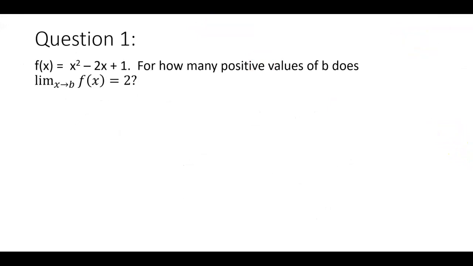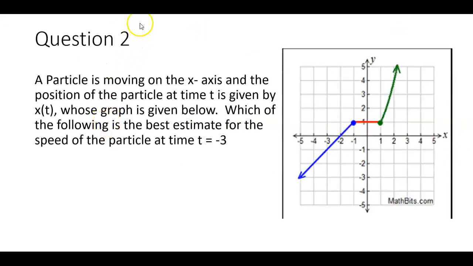Okay, let's go ahead and take a look at question number 2. This one says a particle is moving on the x-axis, and the position of the particle at time t is given by x of t. So this says y and this is x. I'm going to change these so this is t and this is x of t. So this vertical axis represents the position of the particle and the horizontal axis represents the time.